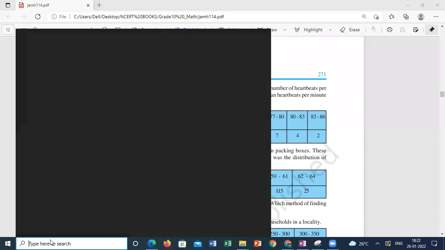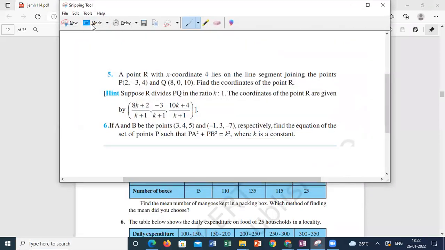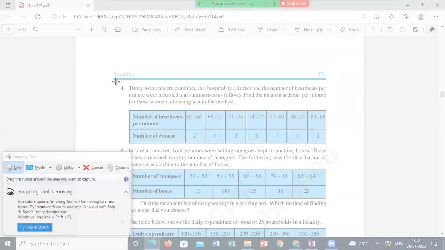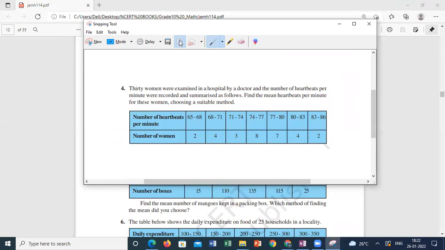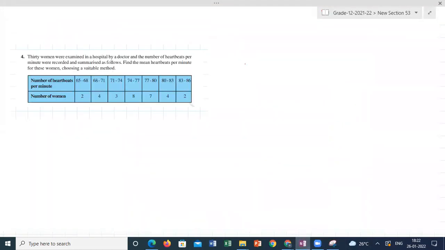Choose a suitable method. Whenever they say suitable method, it's your wish. Generally, selecting the suitable method is also important. If the values are huge, you can choose the suitable method. I'm going to explain both the methods here.